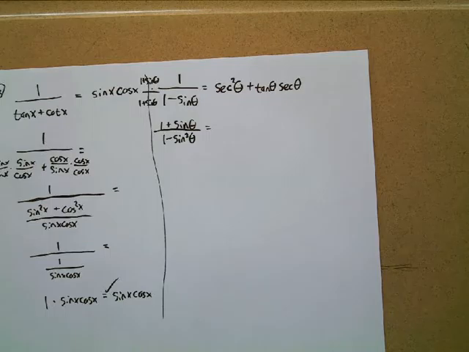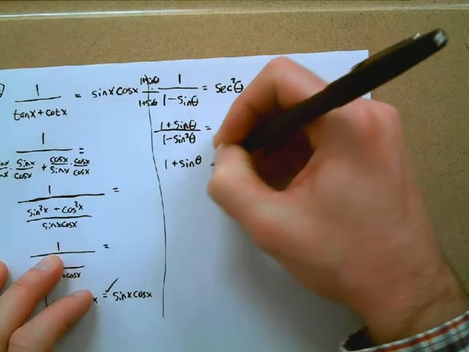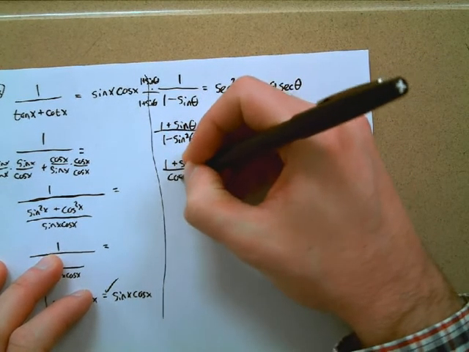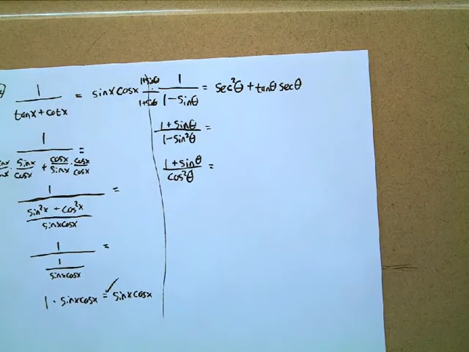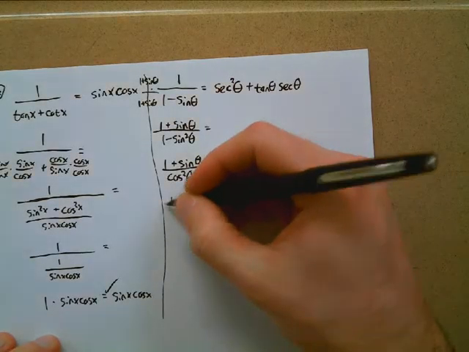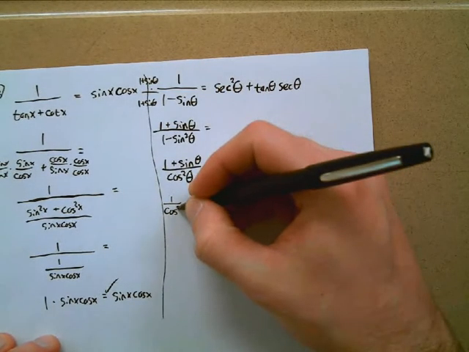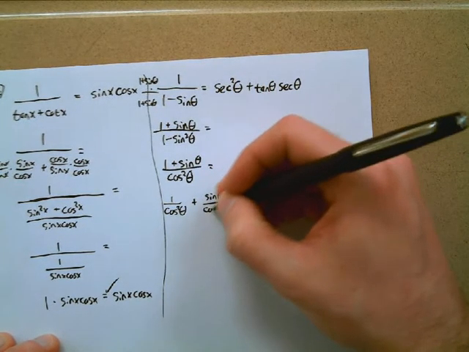Did that help? Is that useful? Well, if we break up our numerator over our denominator, we now have 1 over cosine squared theta plus sine theta over cosine squared theta. Well, 1 over cosine squared theta, there's our secant squared theta, there's our plus. But then what about that sine theta over cosine squared theta? How does that equal tangent theta times secant theta?